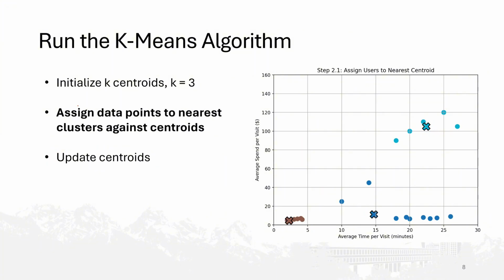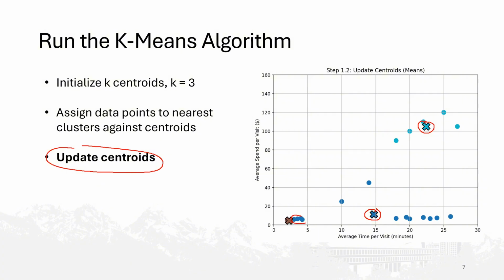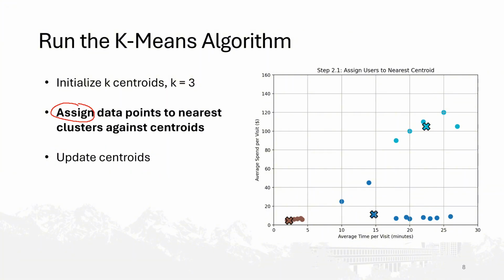Now we will repeat the assignment again. We will use the new centroids to assign the data points to the nearest cluster. You can see previously these data points belonged to the blue cluster, but because the blue centroid now moved to the right, if we do the assignment by recalculating the distance between the data points and the centroids again, these data points previously belonging to the blue cluster will now belong to the brown cluster. So we just need to redo the assignment using the new centroids.